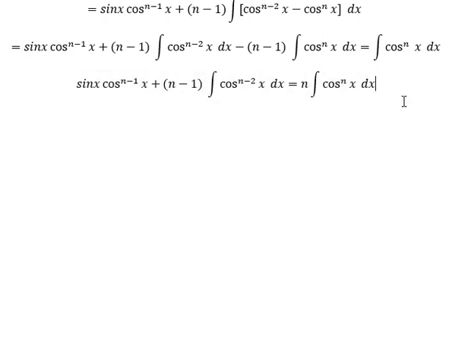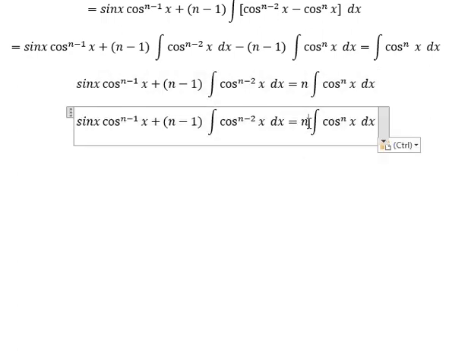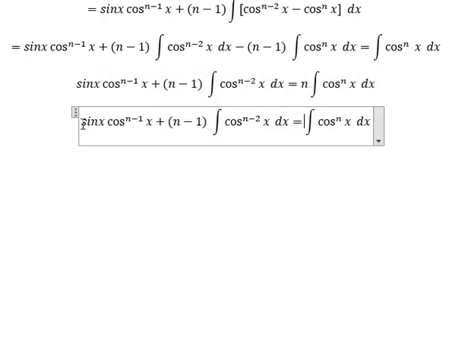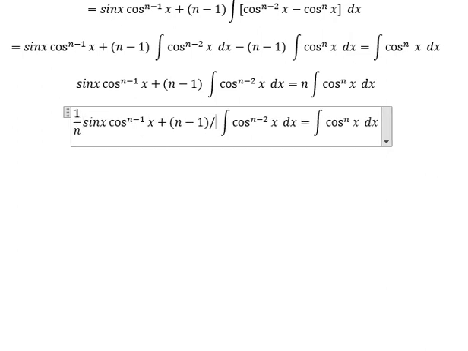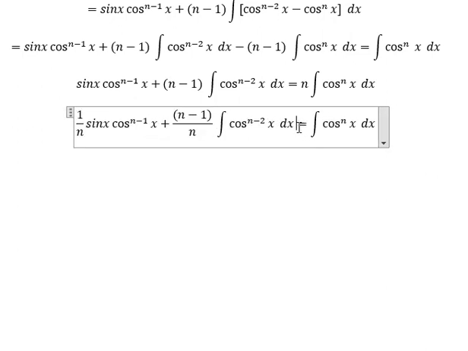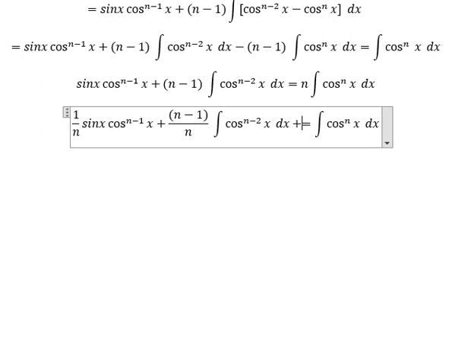Next, we divide both sides by n. And later I will put c.